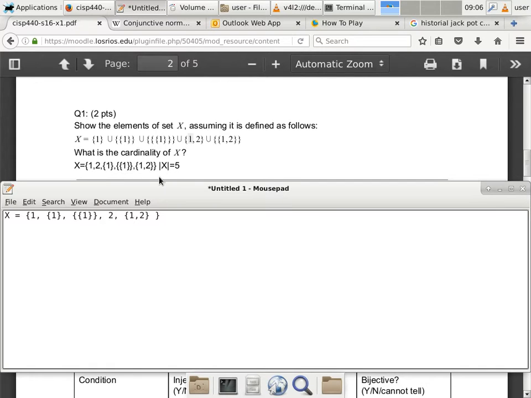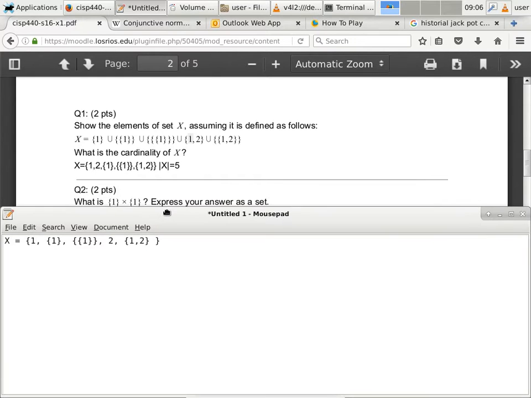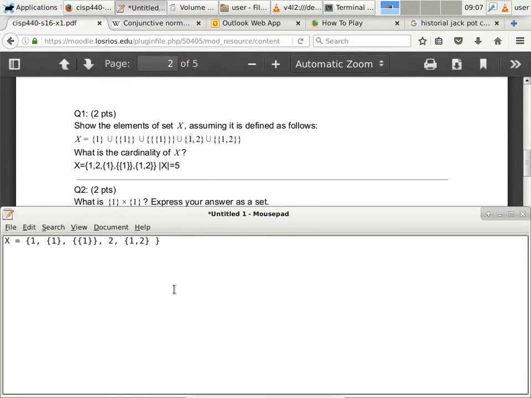I'm just using mouse pad to hide the solution so that we don't actually see the solution as we work on it. Okay, question number 2. Question number 2 is really easy. What is the Cartesian product of the set of 1 times the set of 1? That's a pretty easy one. The easy part has to do with, we know the only element is 1, 1. So there's only one element in the Cartesian product.